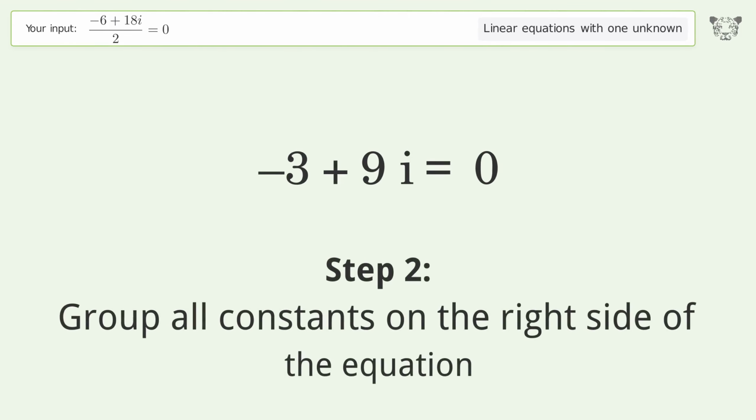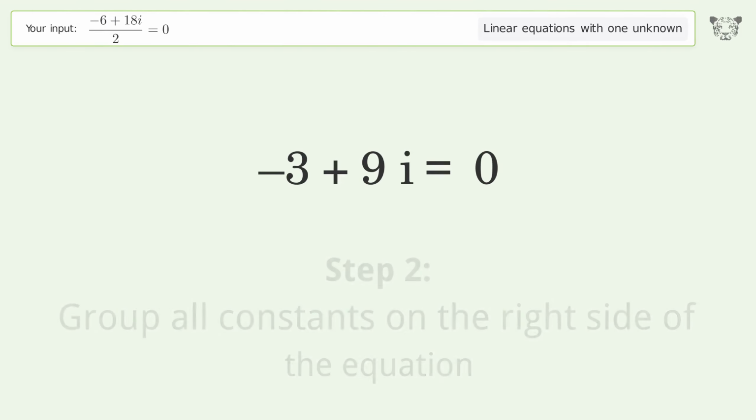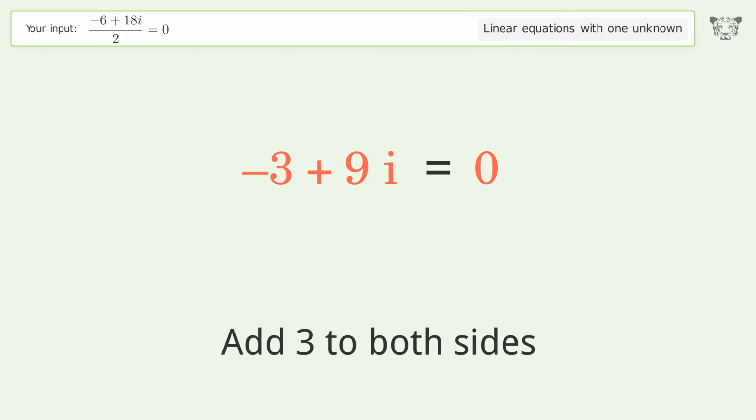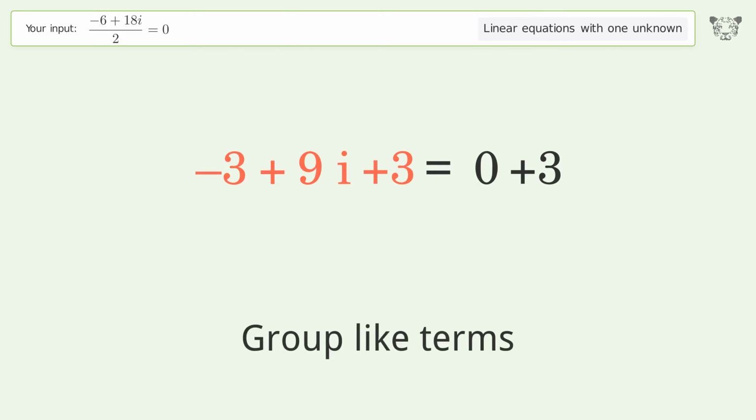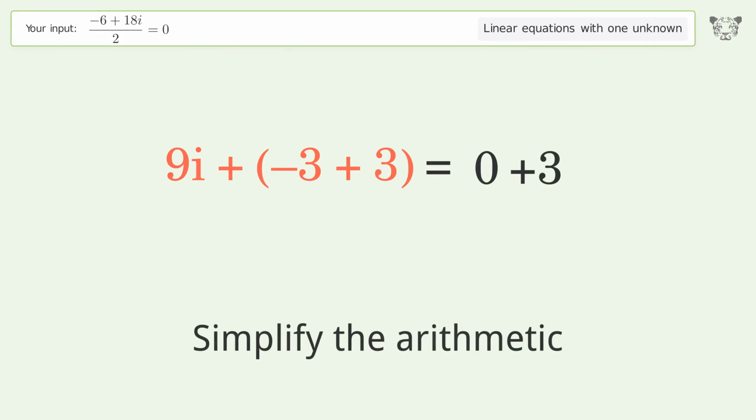Group all constants on the right side of the equation. Add 3 to both sides. Group like terms. Simplify the arithmetic.